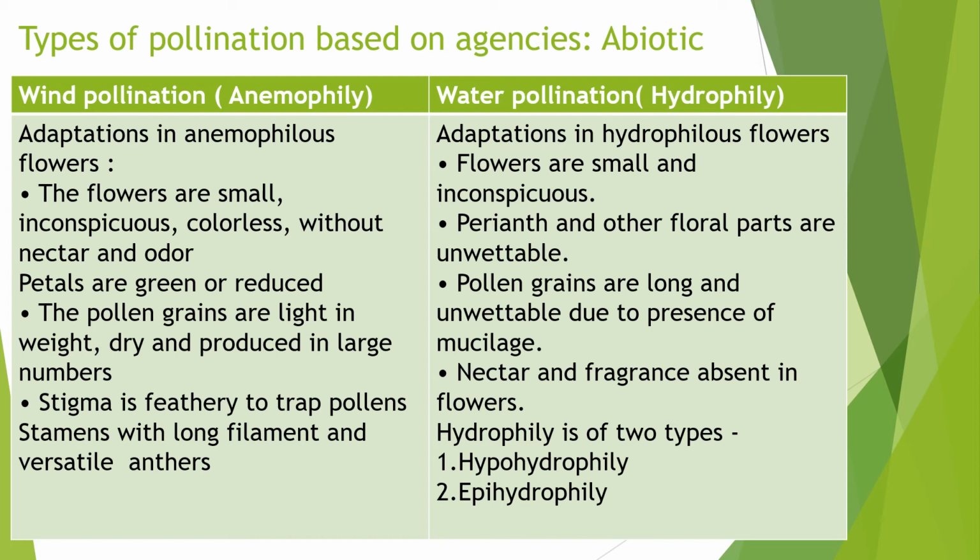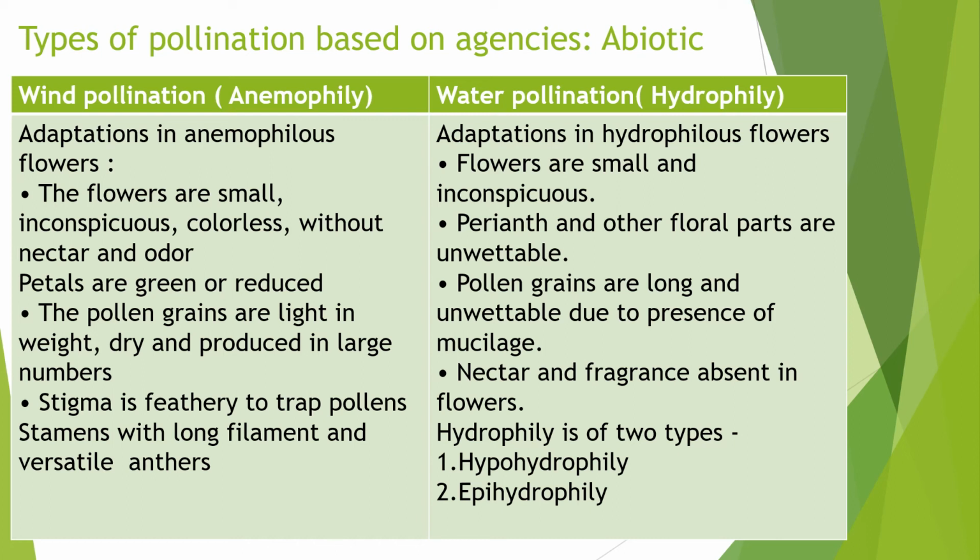They show certain adaptations for wind pollination. These adaptations are: flowers are non-attractive, small, without nectar and smell. Pollen grains are light in weight, dry and produced in large quantity so that they can be easily carried through wind. Stigma is feathery to trap the pollen. Examples for this are grasses, maize, sugarcane.